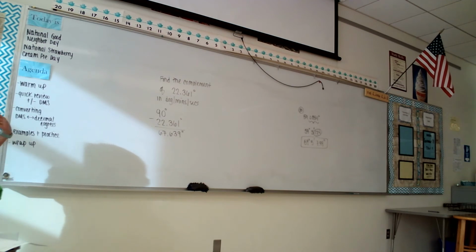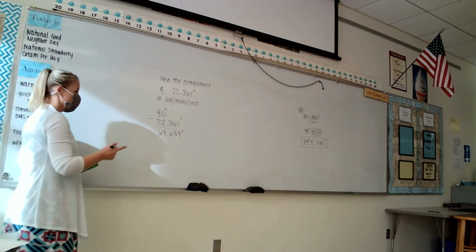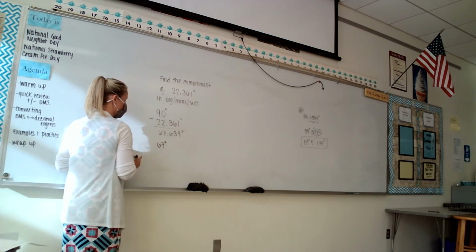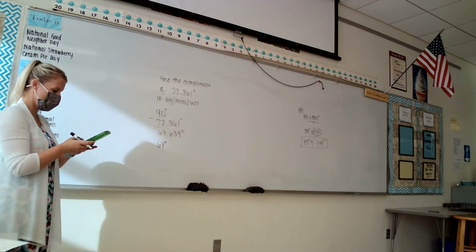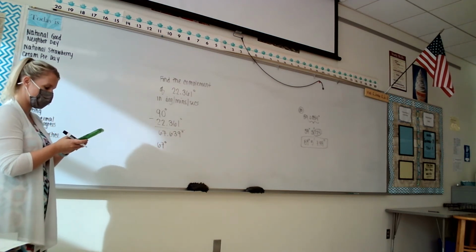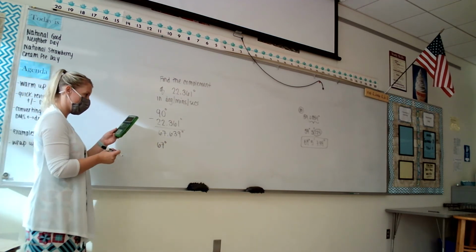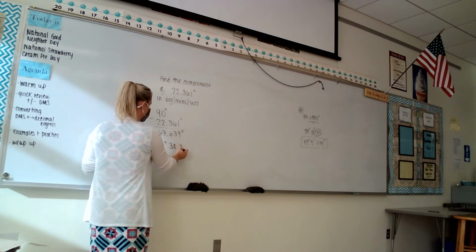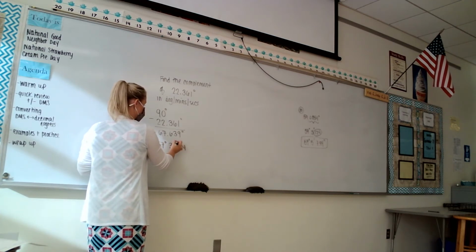Okay, so that wasn't bad because I subtracted, didn't have to do anything too fancy, but it needs my answer in degrees, minutes, seconds. So that's exactly what we just went over. I'm going to take my whole number, that's my degree. My decimal, 0.639, gets multiplied by 60. I just did that right in my calculator. And I end up with 38.34, which gives me my minute.